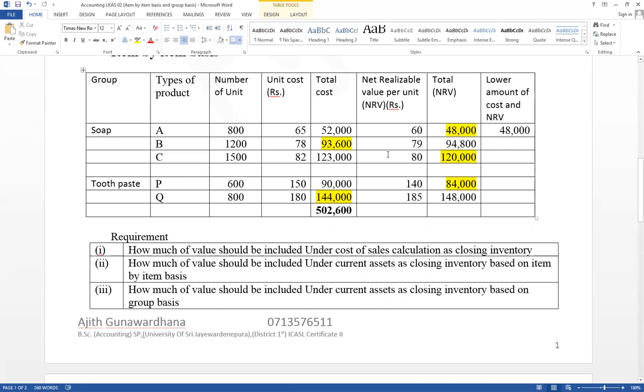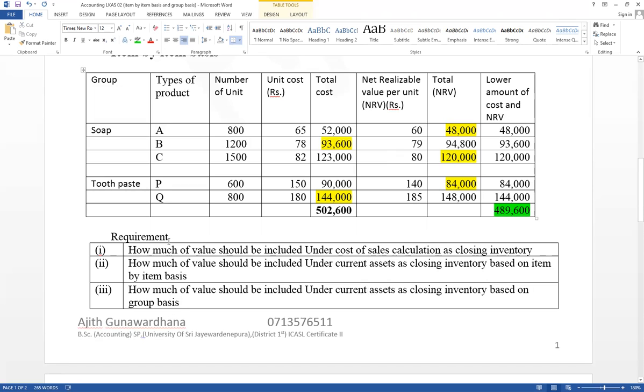Therefore, take the item by item basis lower amounts: 48,000, 93,600, 120,000, 84,000, 144,000. Take the total amount of lower value. That is the value that should be included in the financial position on an item by item basis. Therefore, 48,000 plus 93,600 plus 120,000 plus 84,000 plus 144,000. Therefore, the item by item basis lower amount total value equals 489,600. This is the value that should be included in the financial position as inventory based on the prudence concept.